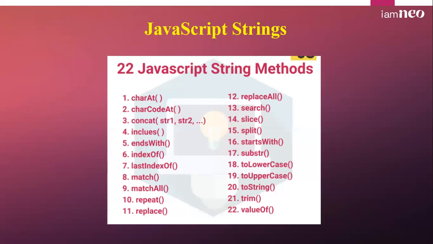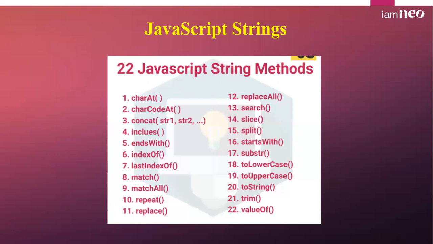Slice will divide the string into an array. Split will divide the string into substrings with the specified separators within the quotes. Starts with will return the position of the substrings available in the string with the starting characters which are given in the brackets. Substring: the corresponding substring position will be returned.